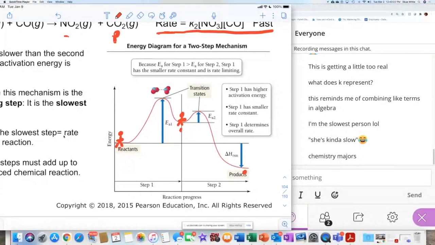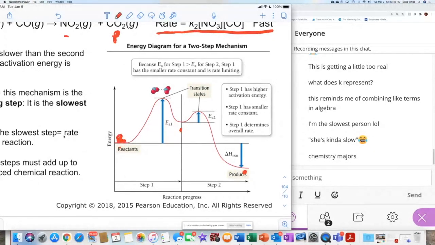The first runner has a bigger barrier to overcome. They have to run up a really high hill, right? They have to run up all the way up here before they can run down here. The second one doesn't have that big of a barrier. They just have to go over here and then go down here. Okay? So between the two runners, the first one has a bigger barrier to overcome.